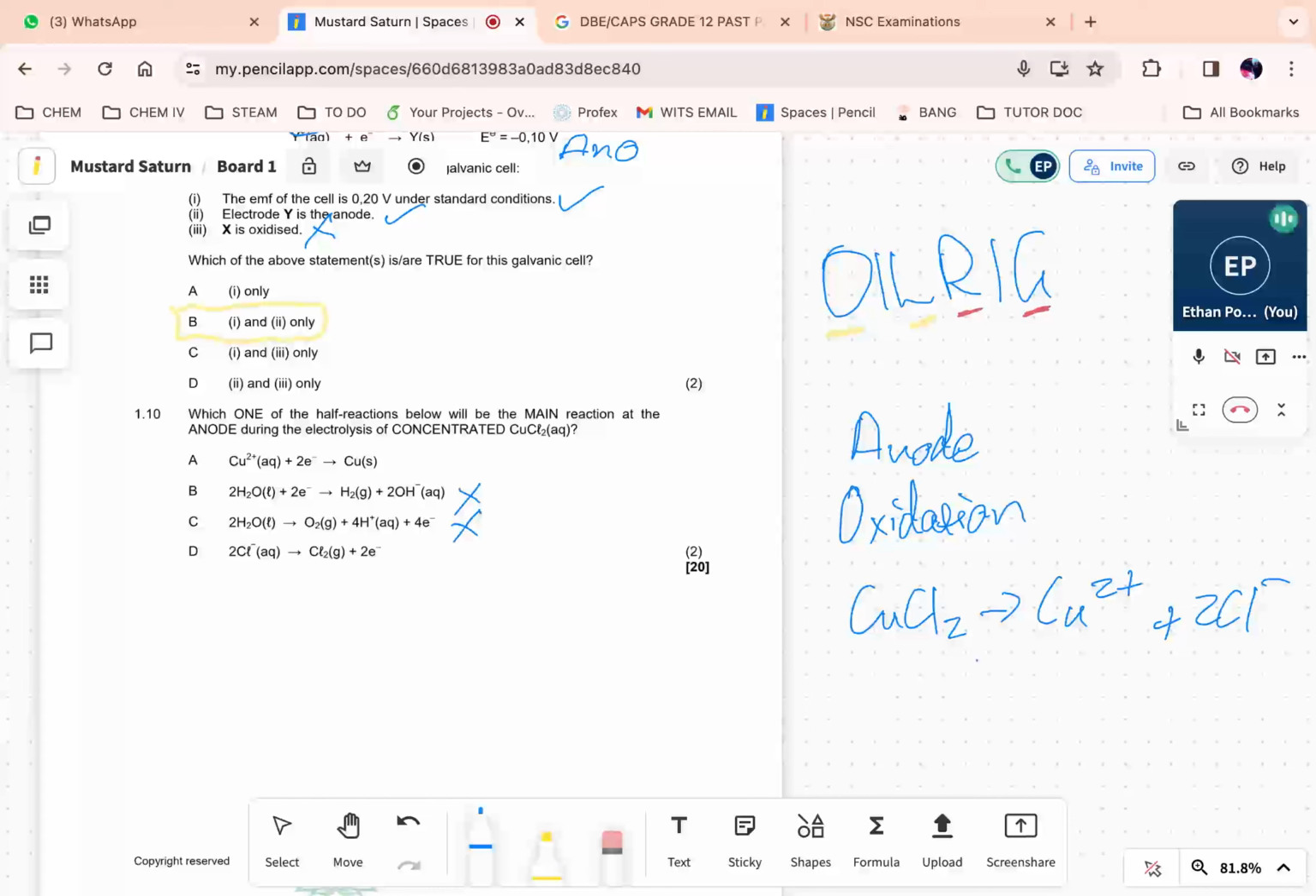Copper 2 plus plus 2 electrons going to copper solid. That is gaining electrons. And we remember we said gaining electrons is reduction, not oxidation. So this is wrong. And then at the bottom, 2Cl minus going to Cl2 gas plus 2 electrons. So this is a loss of electrons, which is correct for an oxidation reaction. So this is the correct answer. This is the oxidation we can expect at the anode. And that concludes the multiple choice section.